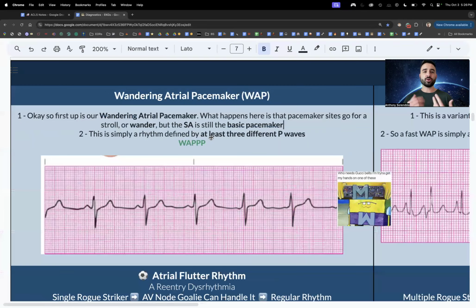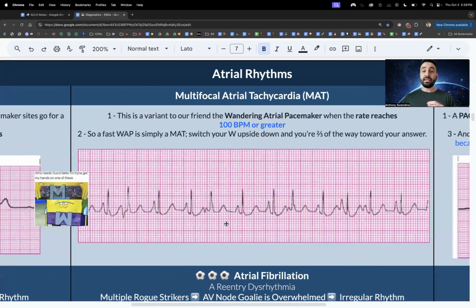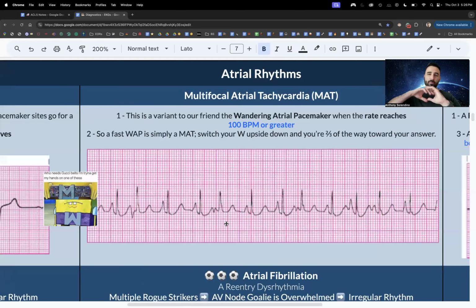So the first one we talk about is called wandering atrial pacemaker. The big hallmark here is a rhythm defined by at least three different P waves. So if you see something that's like, all right, it kind of looks sinusy. Oh, but what is this? That's barely a P wave. This is a big P wave. They all look kind of different. If you have at least three that look different, it's technically wandering atrial pacemaker. Now, just like the basic rate of the heart is 60 to 100, right?